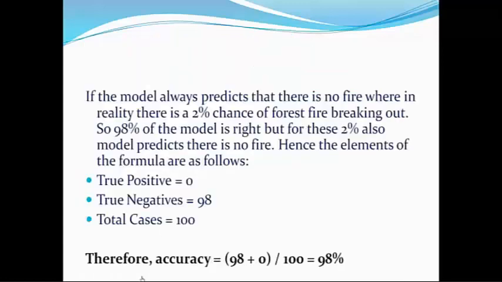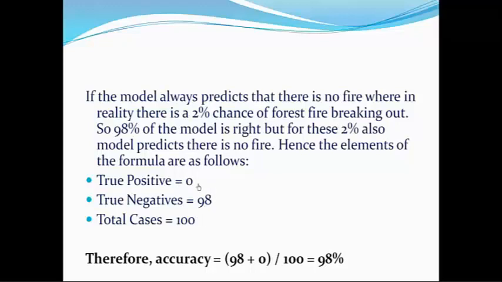In the case of forest fire, if the model is always predicting that there is no fire, in reality maybe there is a 2% chance of forest fire. So 98% of the time the model is telling the right answer, and 2% of the time it is not. That means true negative is there and true positive is also there. So true positive is 0, true negative is 98.